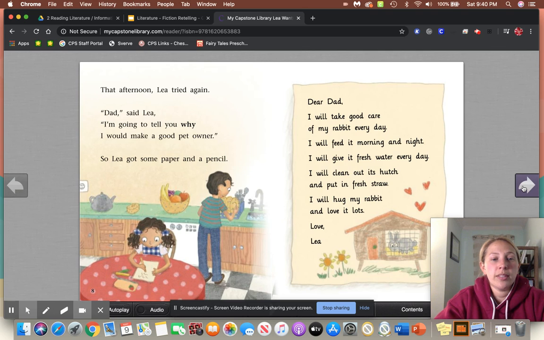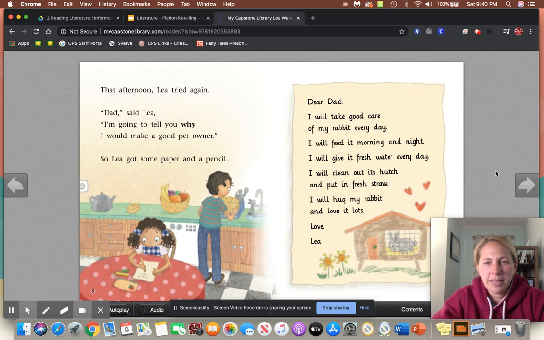That afternoon, Leah tried again. Dad, said Leah, I'm going to tell you why I would make a good pet owner. So Leah got some paper and a pencil. Dear Dad, I will take good care of my rabbit every day. I'll feed it morning and night. I'll give it fresh water every day. I will clean out its hutch and put in fresh straw. I will hug my rabbit and love it lots. Love, Leah.